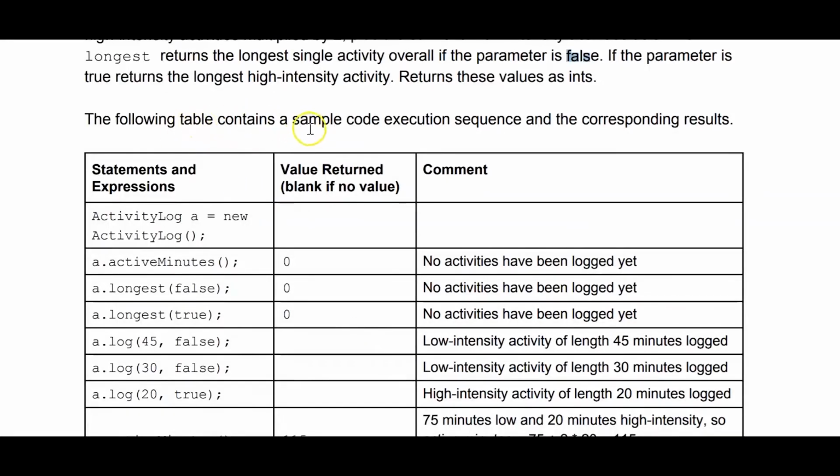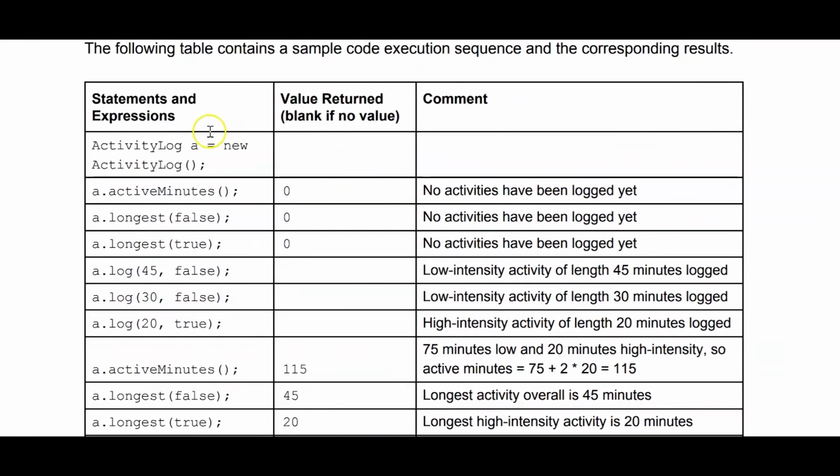All right, so then I can go down here a little bit further, and I can see the following table contains sample code, execution sequence, and corresponding results. So, statements and expressions. Here I'm creating an activity log called A, which equals new activity log. Now you'll notice this is an empty constructor, or a default constructor with no parameters. So that's nice to know that I can construct an activity log without any parameters, which means that the default constructor is going to be okay.